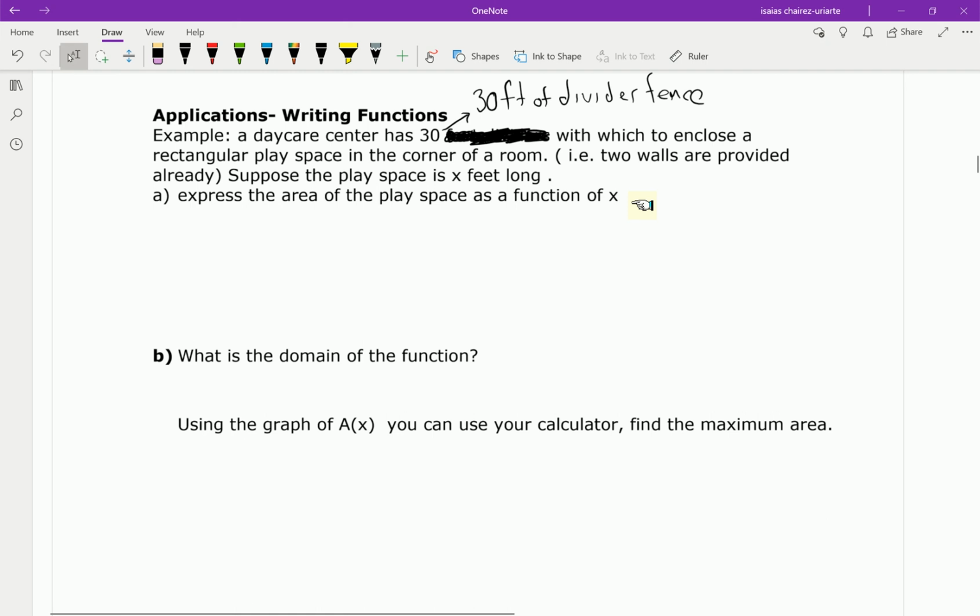All right, so take a second, pause the video, see if you can come up with an expression of the area, so a function of area in terms of length x. See if you can do that. You want to end up with something that says A of x.